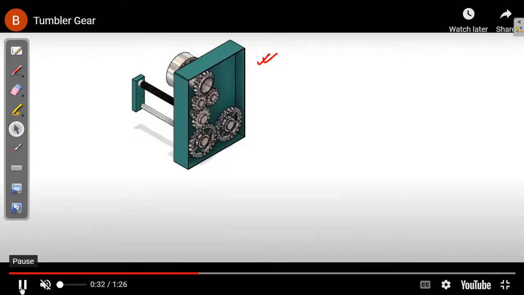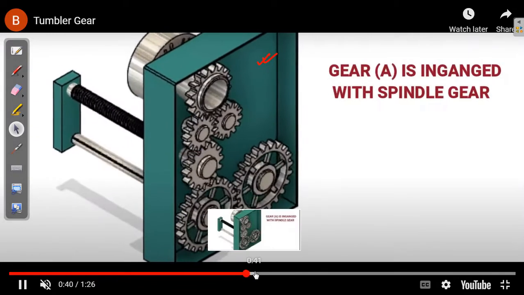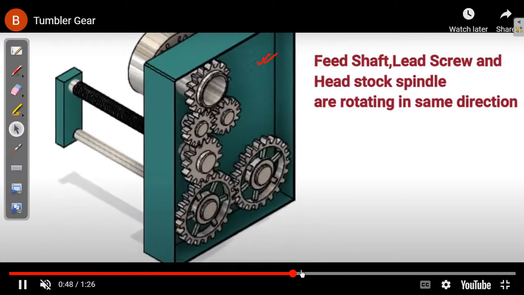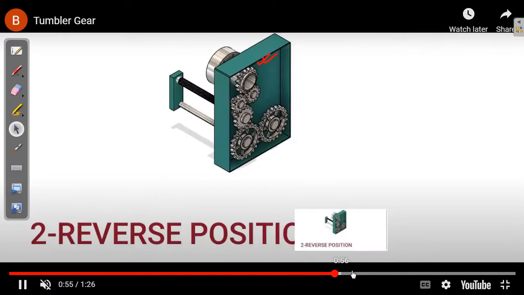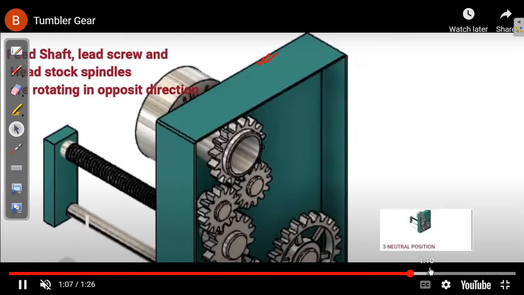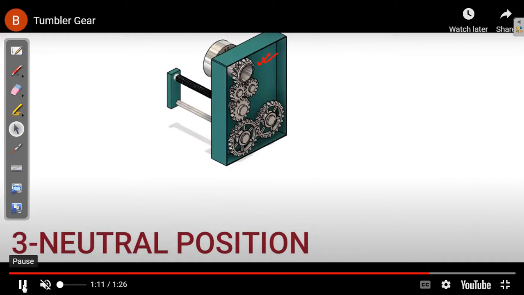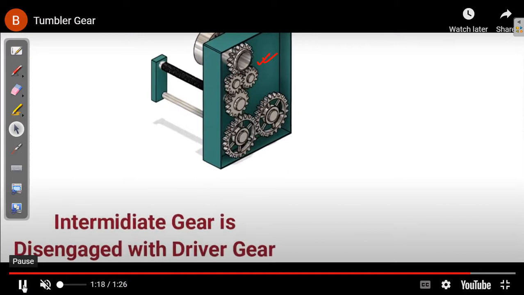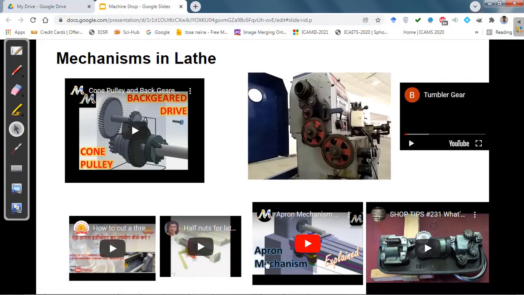Now here you see the forward motion. The A here is engaged with the spindle gear. Then in the second position, the reverse position, you see that the B is connected. Then the third position is the neutral position, where you see that the intermediate gear is not connected with the driver gear. Now see another mechanism. So we have seen two mechanisms. First of all, we have seen the cone pulley, then the back gear arrangement, then the tumbler gear mechanism. Now see the apron mechanism.